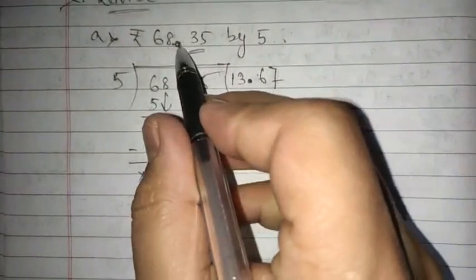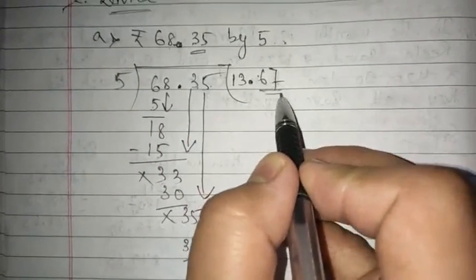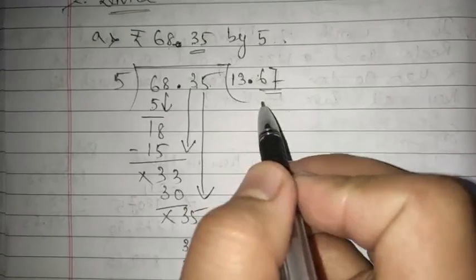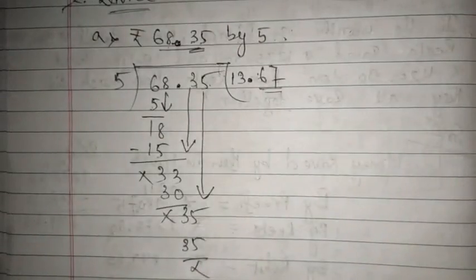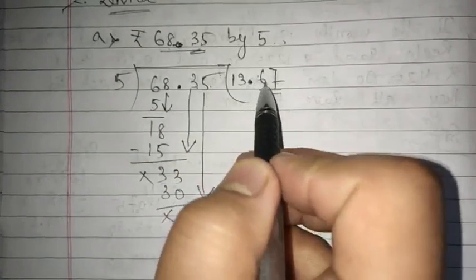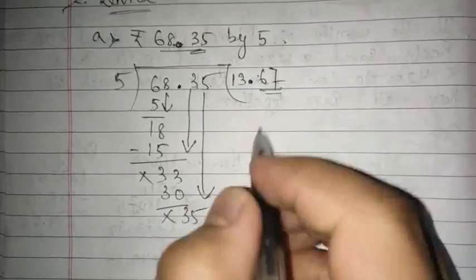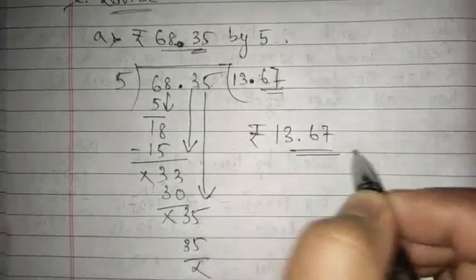After the decimal, how many digits are there in the question? After the decimal there are 2 digits. Yes. Even if you don't put the decimal, by seeing this question only you can predict that after the decimal there are 2 digits. So in the answer also there will be 2 digits after the decimal. That is 13 rupees. 13.67 will be the answer.